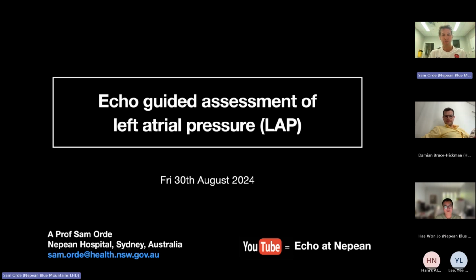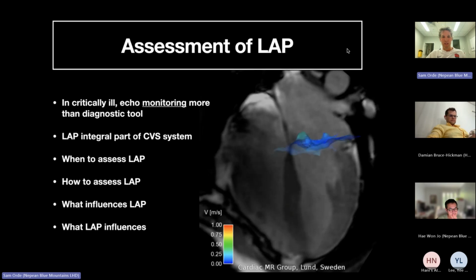We're going to just spend a little bit of time talking about left atrial pressure, which is super important for analysis in the critically ill, and unfortunately not without its fallacies in terms of its assessment. So we'll go through lots and lots of cases as we go through this. Please interrupt me as we go, and I might ask a few questions as we're going through it.